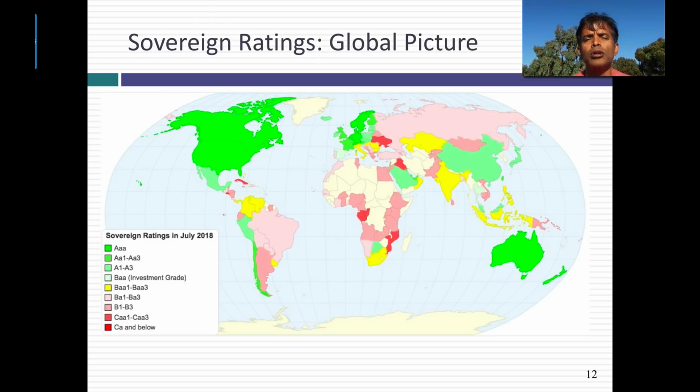So let's look at how the world looks from a sovereign rating picture. Again, if you look at these ratings, you should not be surprised that there is a high correlation between what you see in these ratings and what you saw in the previous pictures. The red again reflects the lowest rated countries. The green is the highest rated countries. And there are areas of the world where you get some surprises. In the Middle East, for instance, you get shades of green. Saudi Arabia, for instance, has a high rating.